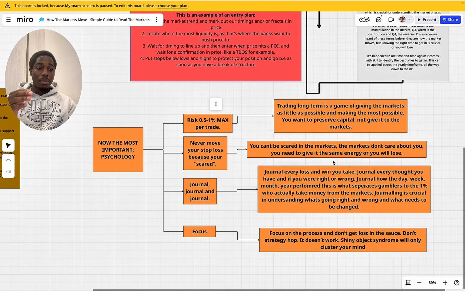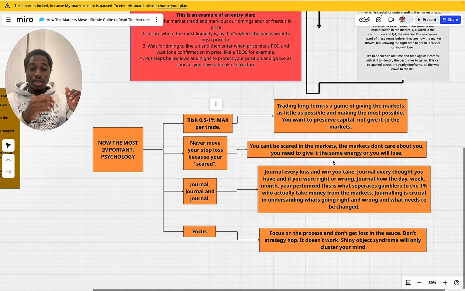This is what separates gamblers from the 1% who actually take money from the markets, because as a good trader, if you're journaling, you're identifying everything that's going wrong, everything that's going right. So you're able to double down on what's going right, remove what's going wrong. I've created a video as well on how you can journal, the exact same template that I use to journal, so make sure you check that out. Journaling is very, very crucial in understanding what's going right and what's going wrong and what needs to be changed.